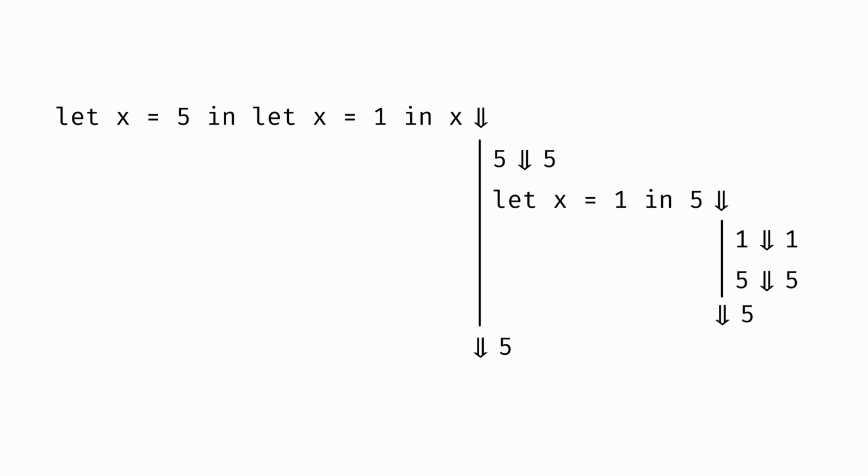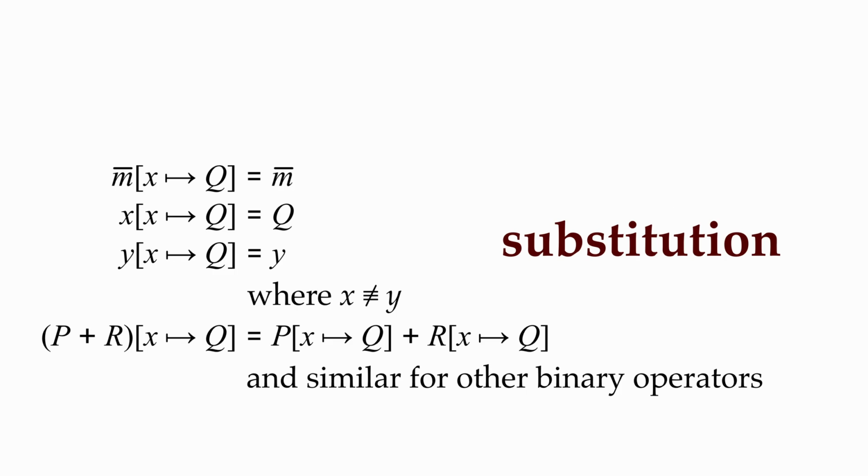We seem to have arrived at the conclusion that let x equal 5 in let x equal 1 in x evaluates to 5, when actually we know that it should have instead evaluated to 1. Something went wrong in our substitution. When we took the expression let x equal 1 in x and substituted x with 5, the result, let x equal 1 in 5, is the wrong answer. Instead, we should have kept the expression as let x equal 1 in x so that the expression would evaluate to 1. But how do we fit that into our rules for substitution?